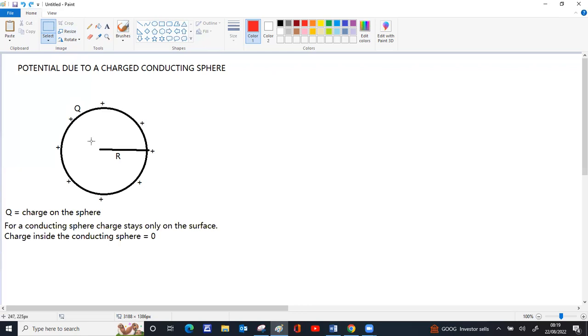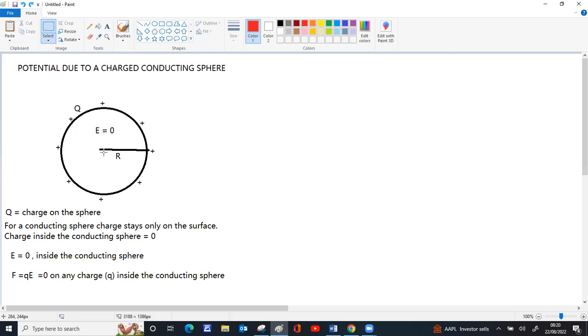The charge inside the conducting sphere will be 0 because charges all stay on the outer surface. Since no charge is enclosed inside the sphere, the electric field inside the sphere also will be 0. If the electric field is 0 inside the sphere, if you imagine a test charge small q to be moved inside, the force on the test charge will be 0, F equal to qE. Since the electric field is 0, the force on the charge inside the conducting sphere will be 0.